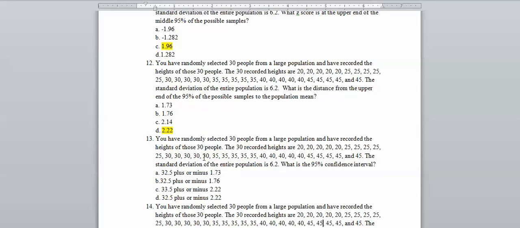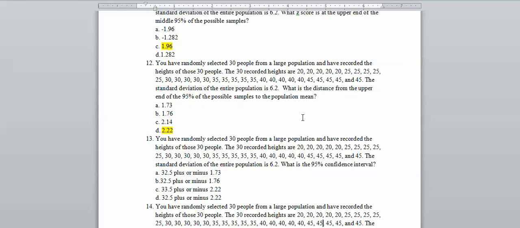We have to find out what the sample mean is, which would mean that we would have to add these 30 numbers and divide by 30. And let me see what the answer would come out to. 20, 25, 30, 35, 40, 45. I can already tell that the sample mean is 32.5. That's what you get if you added these and divided by 30.